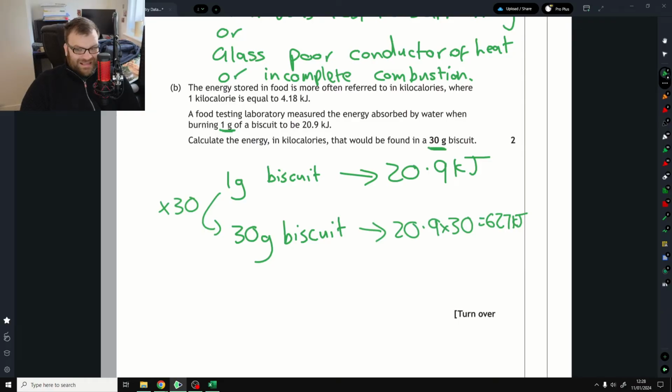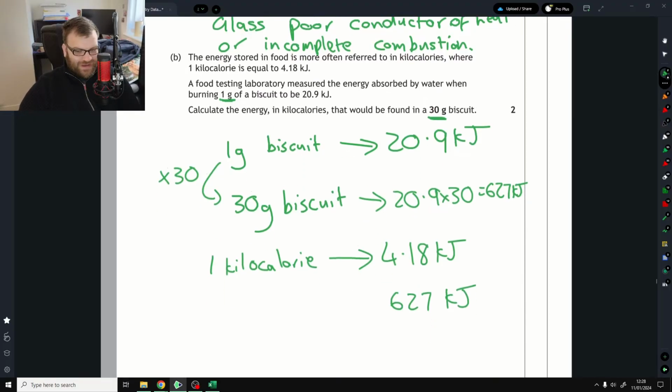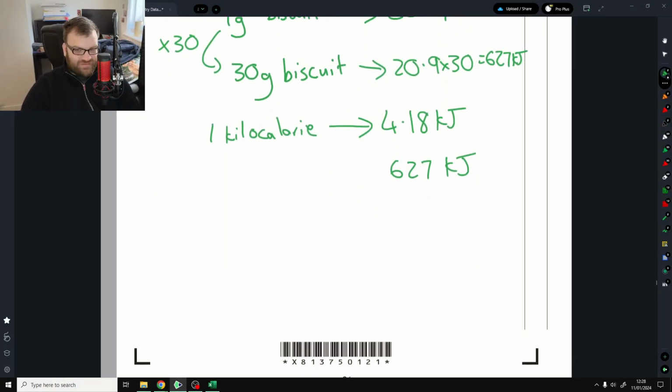kilojoules. Next, it tells us that 1 kilocalorie is 4.18 kilojoules. We have 627 kilojoules. Now, I need to figure out a way of getting from 4.18 up to 627. Now, the easiest approach I've found is that if we can get our first number down to 1, and then from 1 you can go quite easily up to the 627.